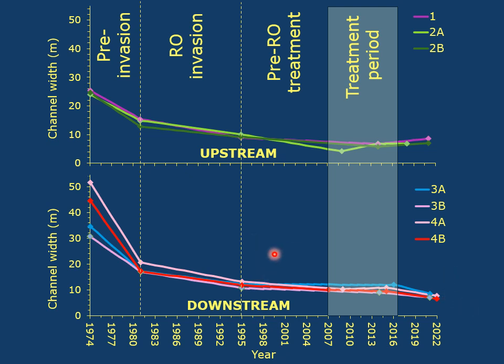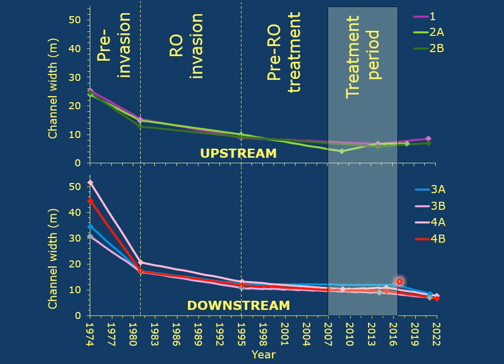These results raise some interesting questions. For example, why was the Escalante River Channel narrowing rapidly prior to Russian olive invasion? Second, why didn't Russian olive narrow the channel more over a period of about 25 to 30 years? And finally, why did the channel widen in upstream reaches following treatment, but continued to narrow in downstream reaches?